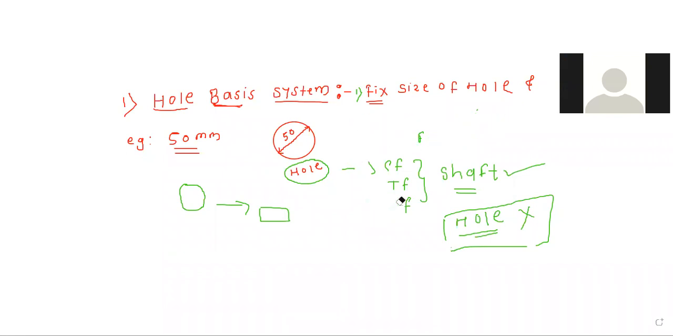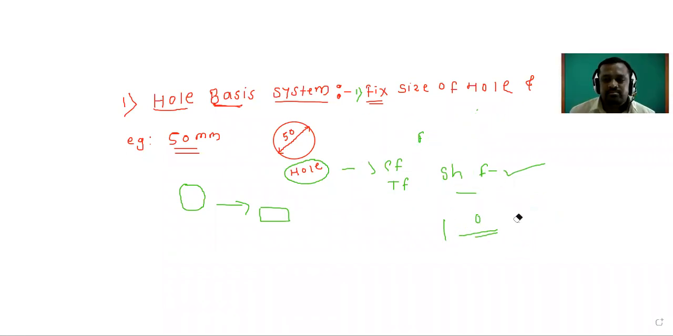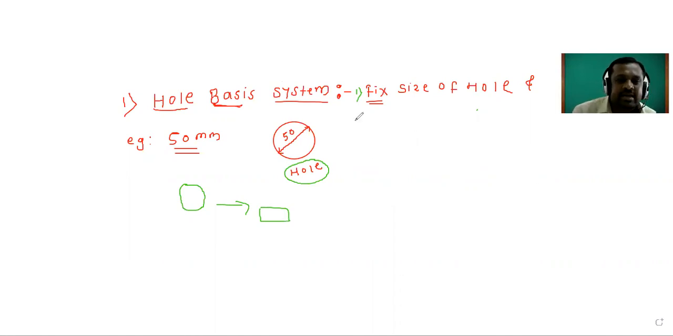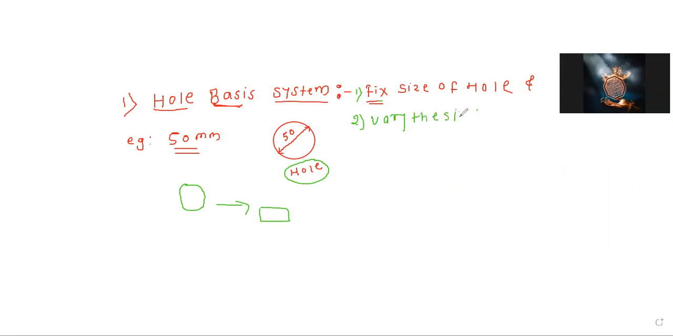But you see here, one more important point related to the hole basis system: the first point is we have to fix the size of hole, and the second is to vary the size of shaft.